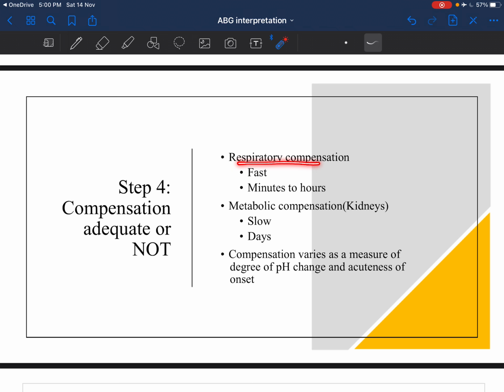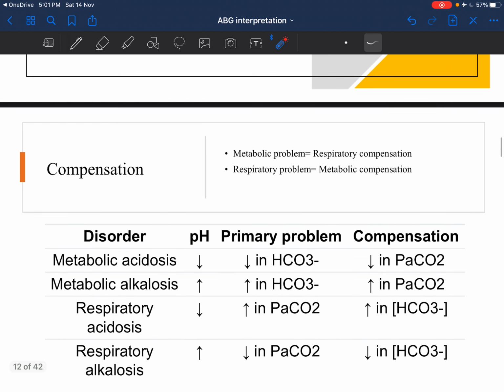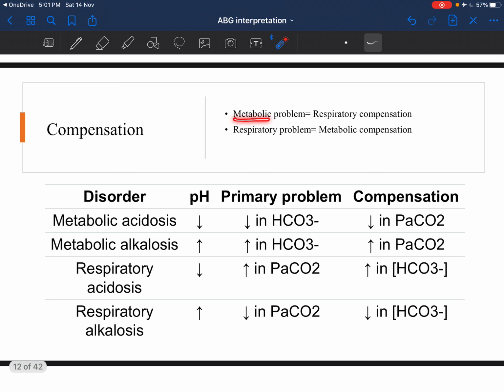Usually the respiratory compensation happens fast, within minutes to hours, whereas the metabolic compensation happens slowly over days, and the compensation varies as a measure of degree of pH change and the acuteness of onset. So, if the primary problem is metabolic, the other system compensates, meaning the respiratory system compensates. If the primary problem is respiratory, then the metabolic system compensates. So, for example, in a metabolic acidosis, pH is reduced. The reason for acidosis is metabolic, that means bicarbonate should reduce. So, to compensate for reduction in bicarbonate, your PaCO2 will reduce.